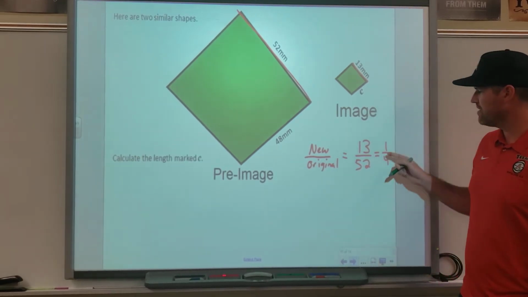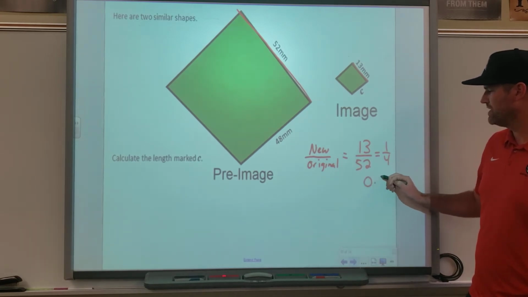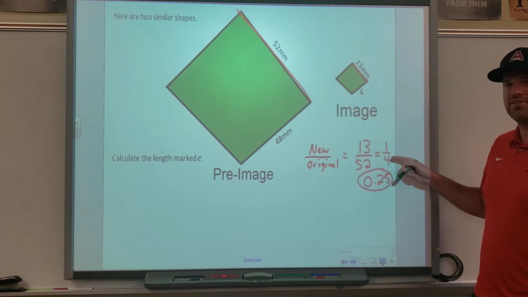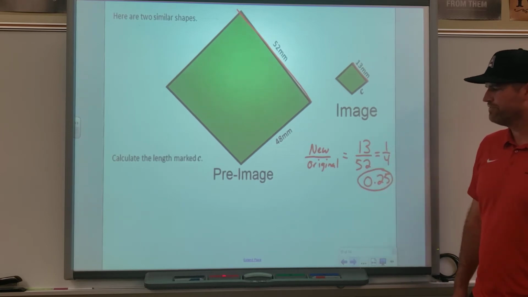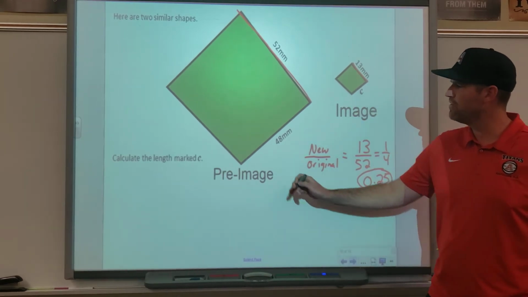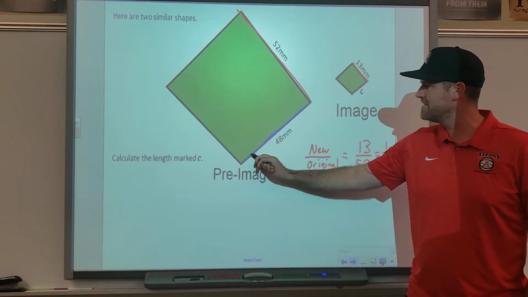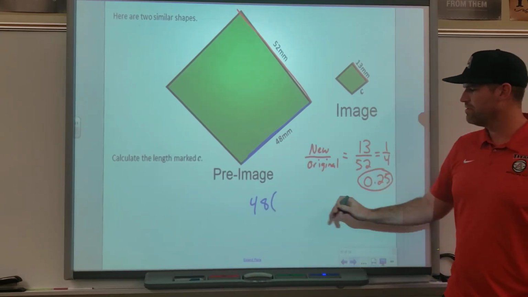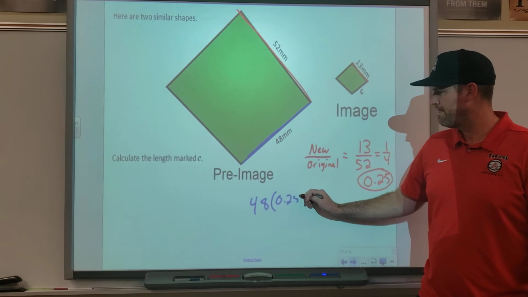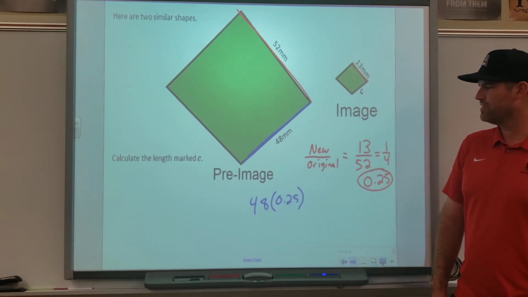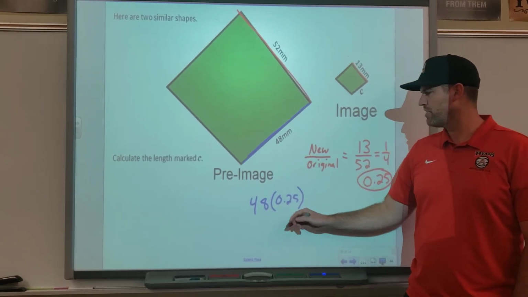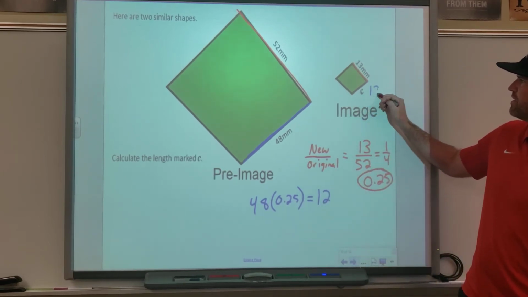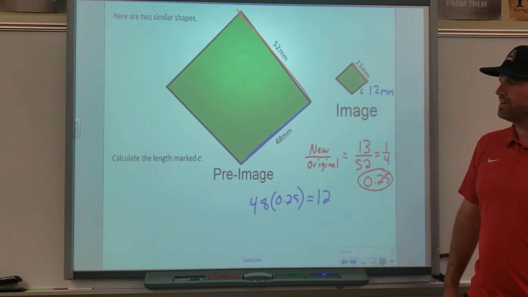Or if you plug it in your calculator, 1/4 is 0.25. So my scale factor, I can say, is 1/4 or 0.25. So if I know that my original length here is 48, I can do 48 times my scale factor of 0.25, and 48 times 0.25, or 1/4 of 48, is 12. So I know that this side length here is 12 millimeters.